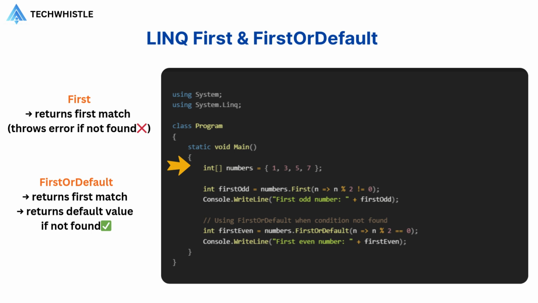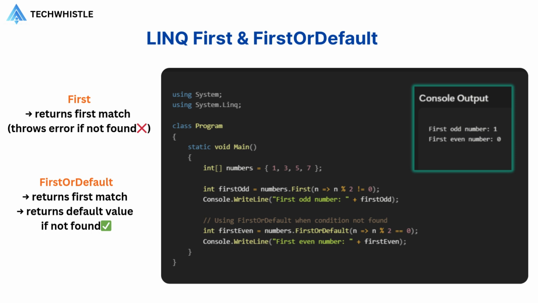Now let's see how First works. Here's the breakdown. numbers.First(...) means we're asking LINQ, find the first item in this collection that matches my condition. Inside the parentheses, we write n => n % 2 != 0. This is just a fancy way of saying, is the number odd? So LINQ checks the array from the start. The first number is 1, and yes, it's odd. That's our answer. The console prints first odd number 1.